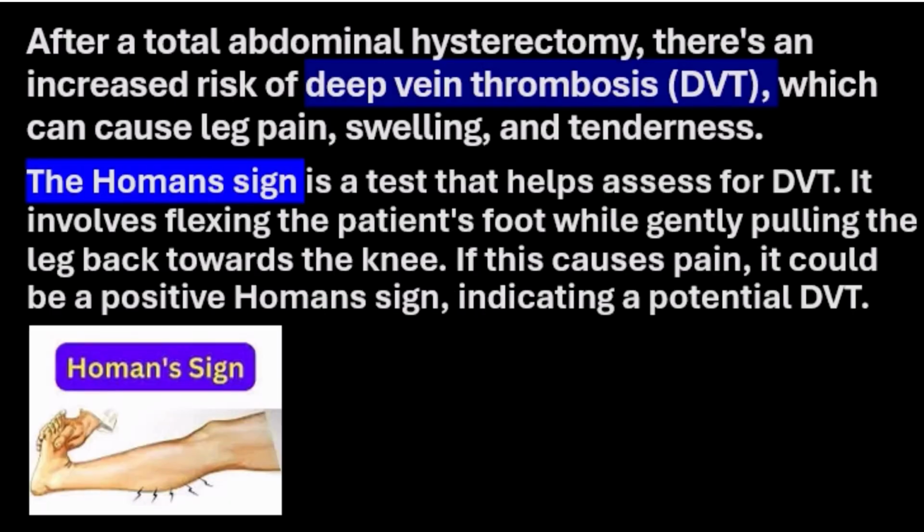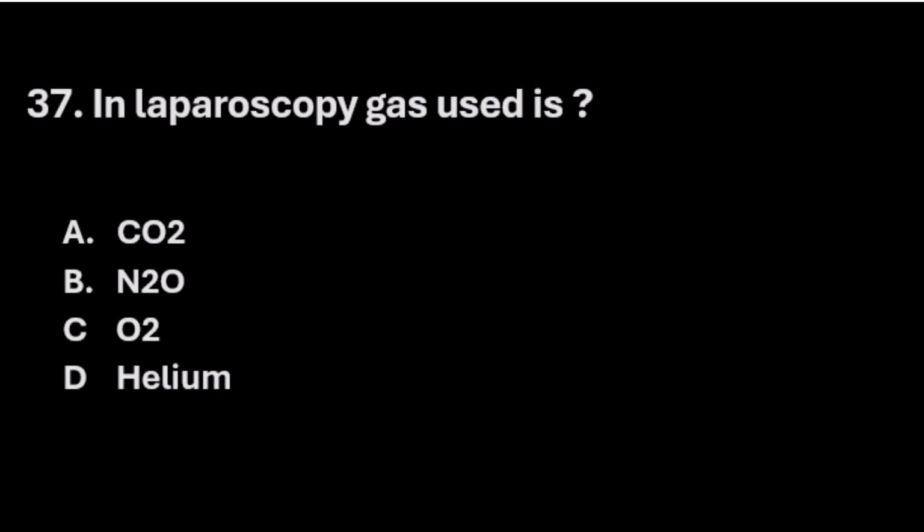Homan sign. After total abdominal hysterectomy, there is an increased risk of deep vein thrombosis or DVT, which can cause leg pain, swelling, and tenderness. The Homan sign is the test that helps to assess for DVT. It involves flexing the patient's foot while gently pulling the leg back towards the knee. If this causes pain, it would be a positive Homan sign indicating a potential DVT. This is the diagram to assess for DVT by checking Homan sign.